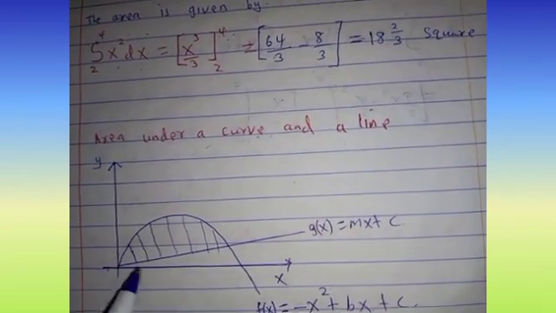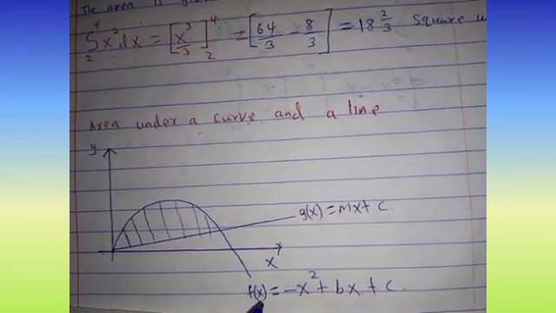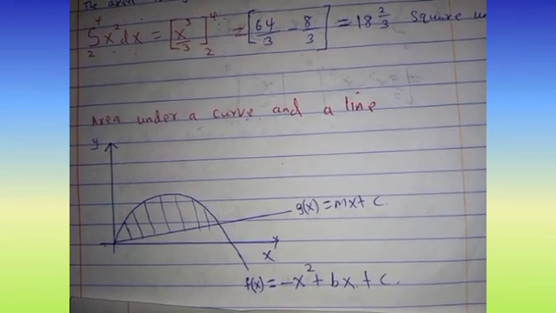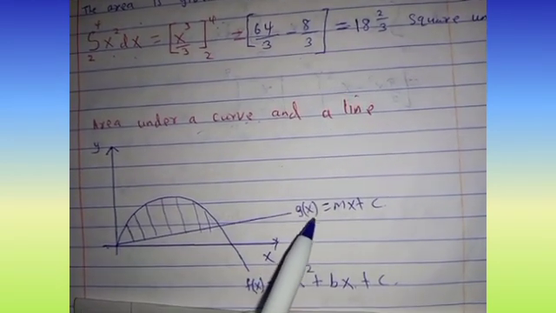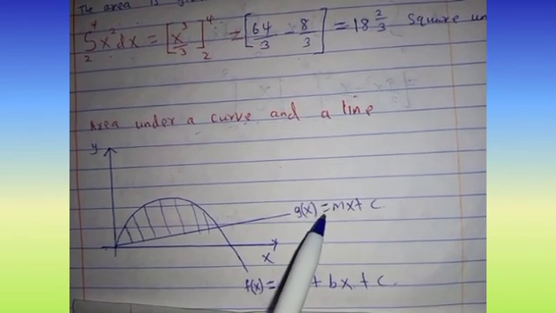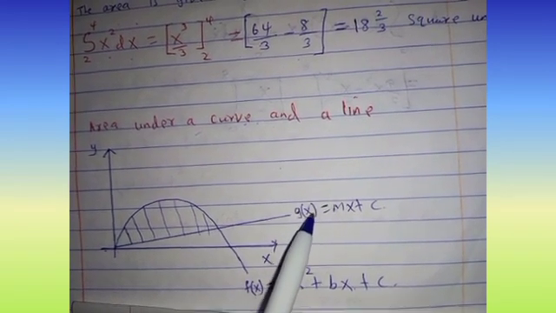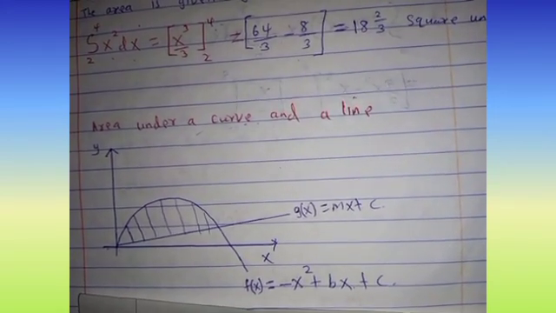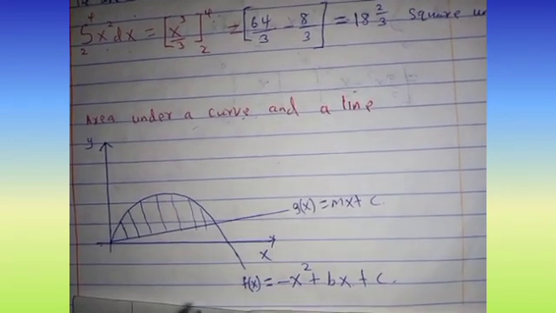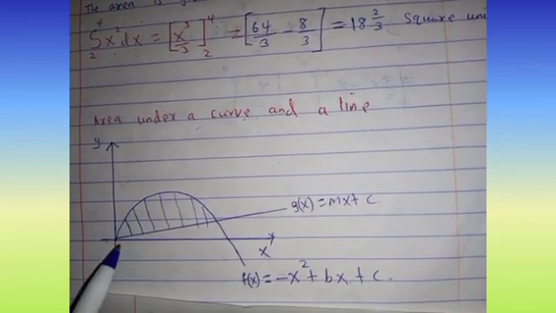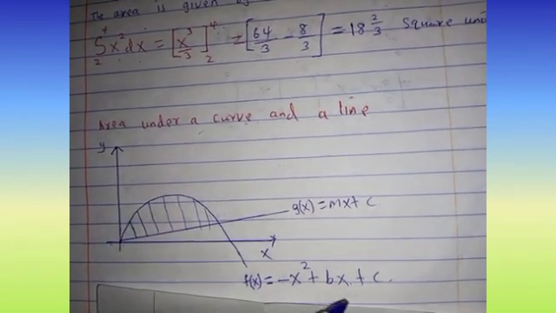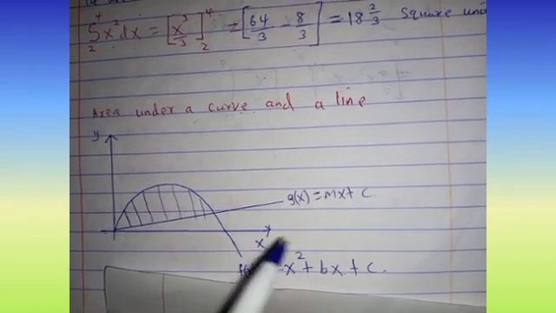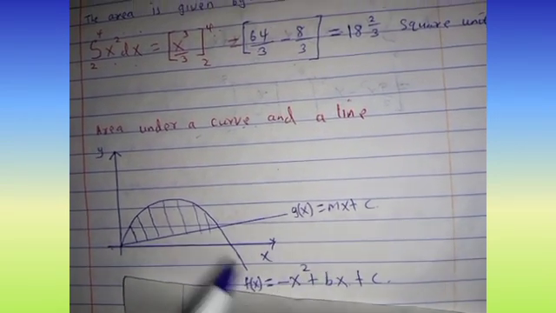So I have given you an example here. Our curve is given by this equation, negative x squared plus bx plus c, where c and b are constants. And we have our straight line, which is given by g of x equals mx plus c. That is our line. So how do we get the area here? That is what you want to see. To get the area, you calculate the area of this curve by integrating this function. Then you subtract the area occupied by this line as shown below.